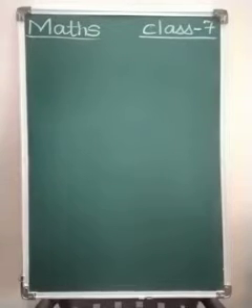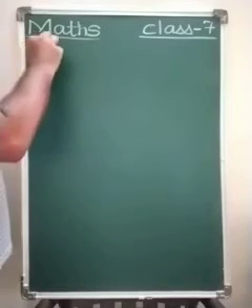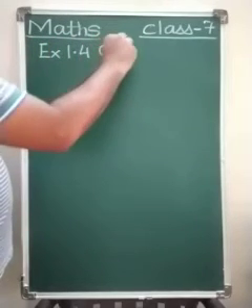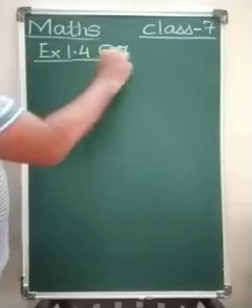We are solving exercise 1.4, and today we are going to solve the seventh sum, that is the last sum of this exercise 1.4 and the last sum of our first unit. So we are going to solve exercise 1.4 question 7. What does the question say?